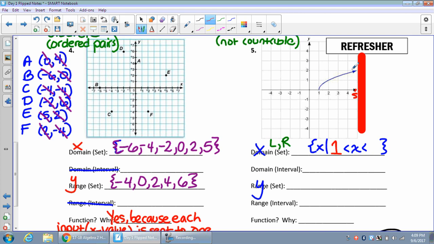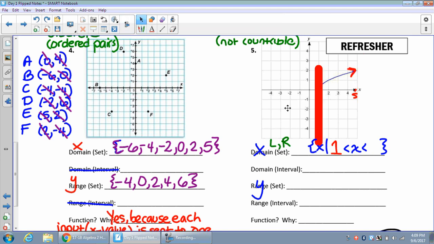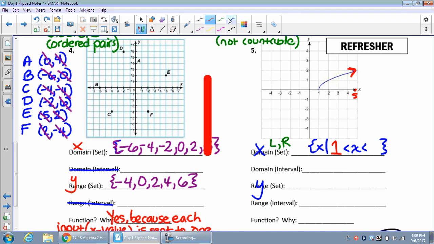But then I look and I see that I hit an arrow. I'm going to move my pencil out of the way for a second. Remember that an arrow means that this line actually keeps going forever and ever. To the right, forever and ever, is positive infinity. So positive infinity goes right there.